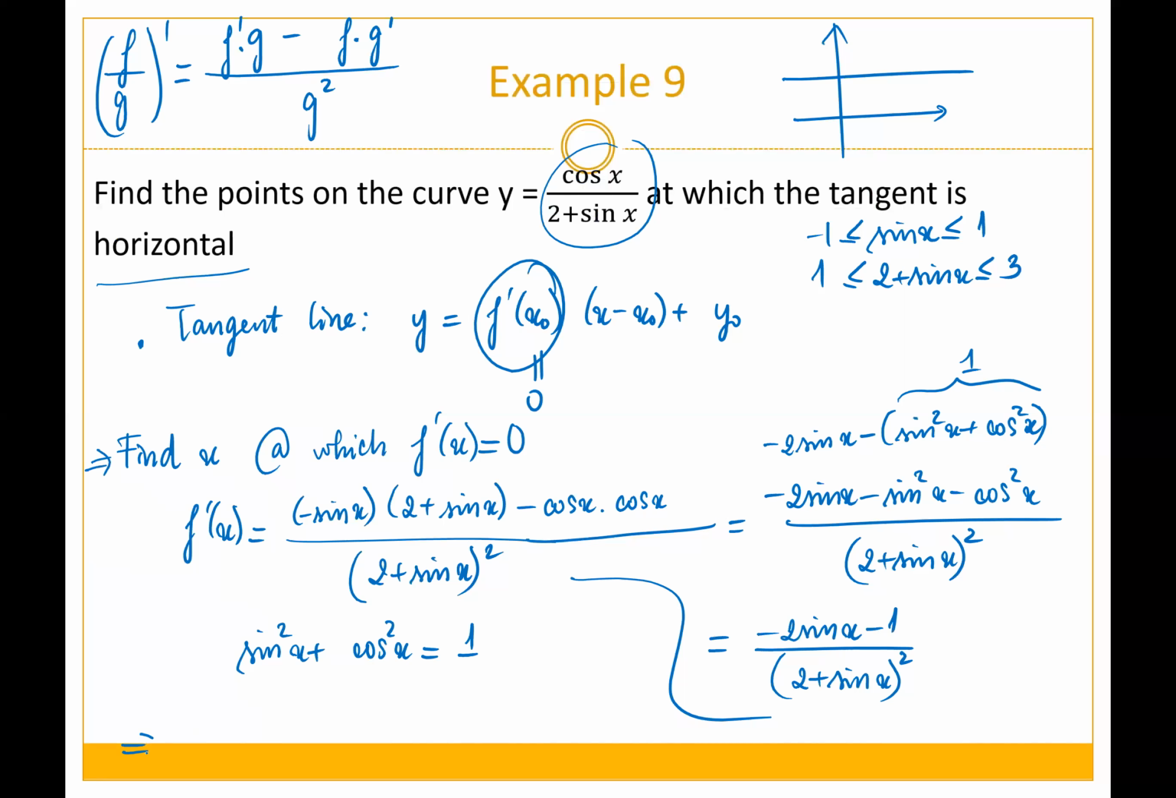So what we need to find is that f prime of x is equal to 0 when you have negative 2 sine x, negative 1 equal to 0. Or you have sine x equal to negative 1 over 2, which will give you x equal to negative pi over 6 or 7 pi over 6.